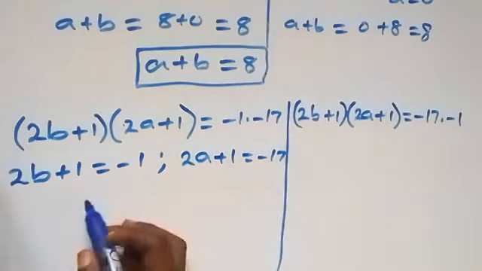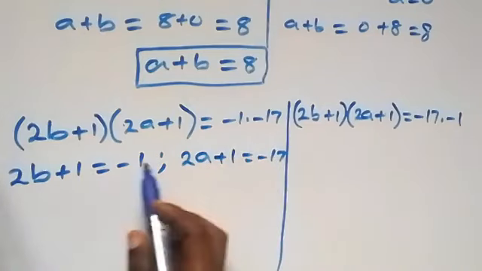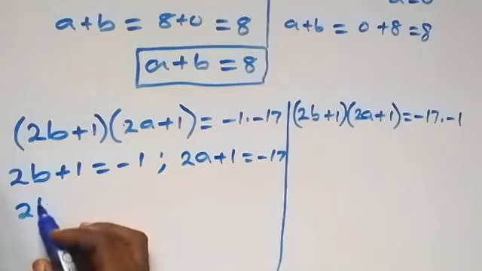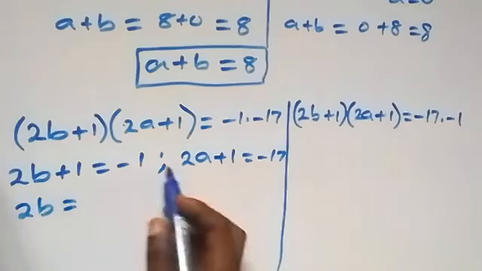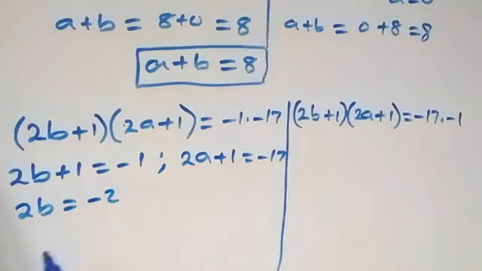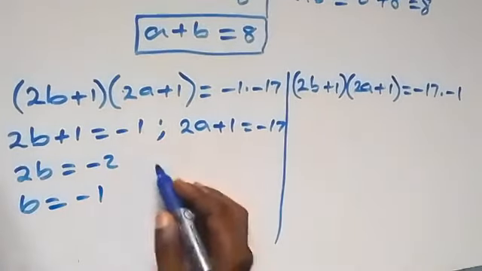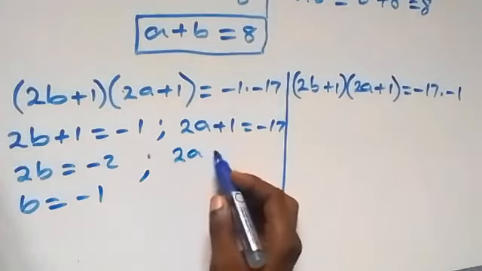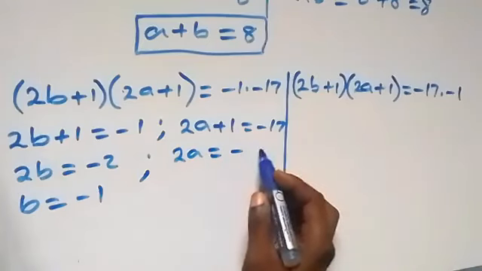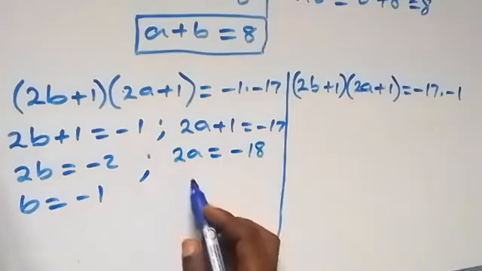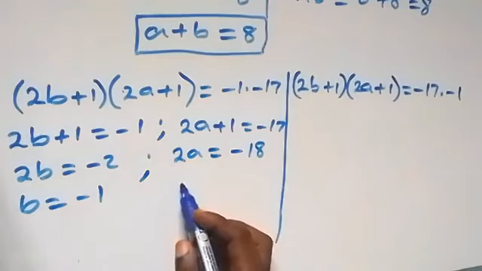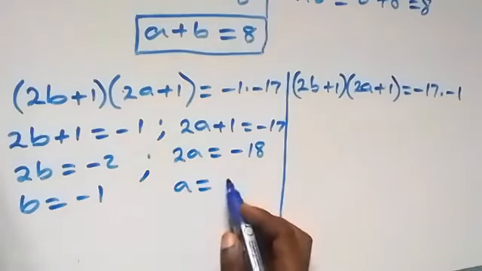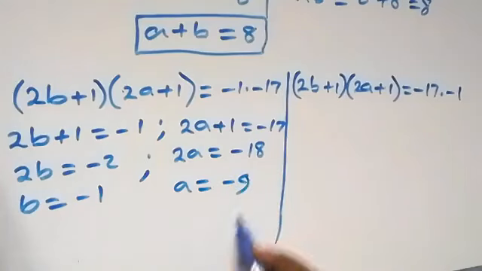Now, from here, taking 1 over becomes minus. So we have 2b equals minus 1 minus 1, that's minus 2. And dividing both sides by 2, we have b equals minus 1. And from here, taking 1 over, we have 2a equals minus 17 minus 1, that's minus 18. Dividing both sides by 2, we have a equals minus 18 over 2, which is minus 9.